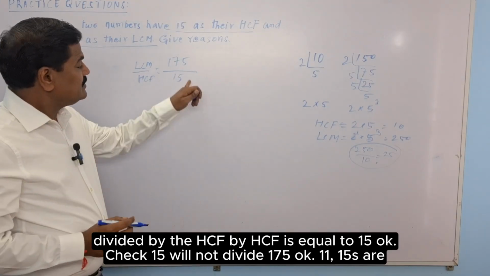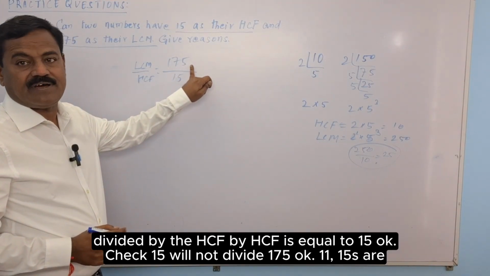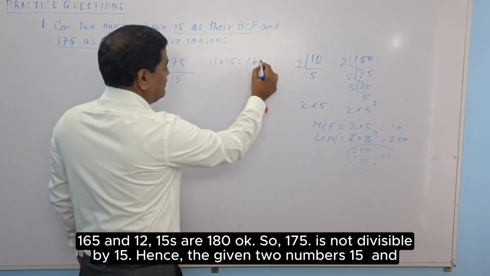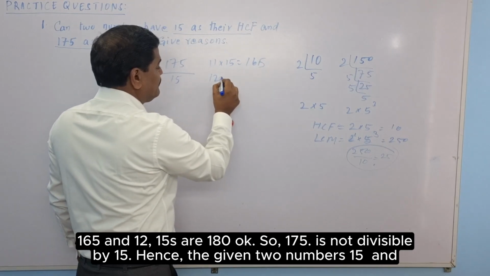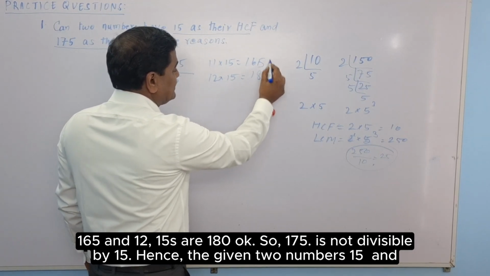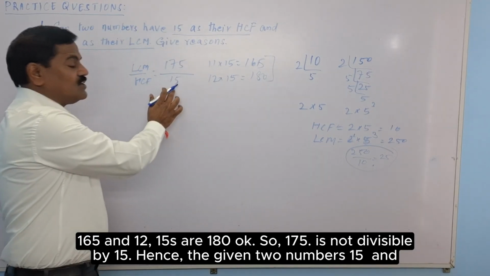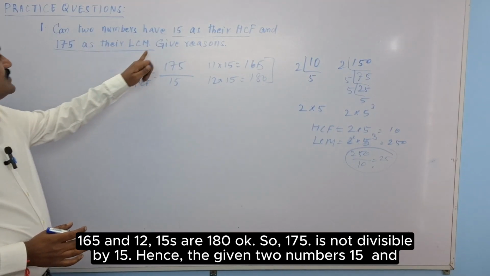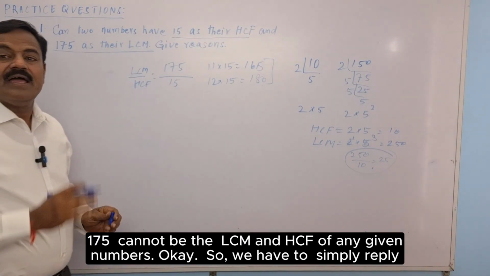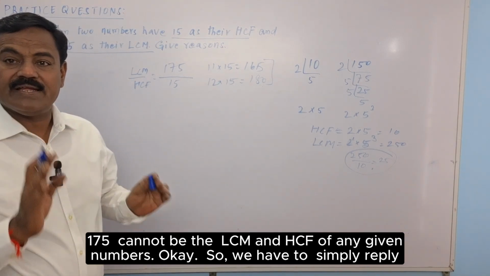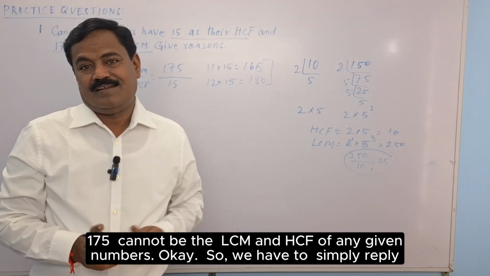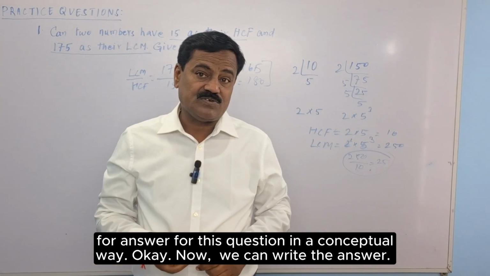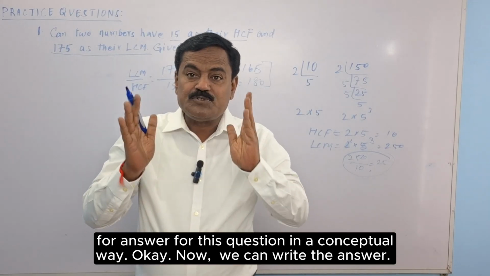Check, 15 will not divide 175. 11 15s are 165 and 12 15s are 180. So 175 is not divisible by 15. Hence the given two numbers 15 and 175 cannot be the LCM and HCF of any given numbers. You simply have to reply to this question in a conceptual way.